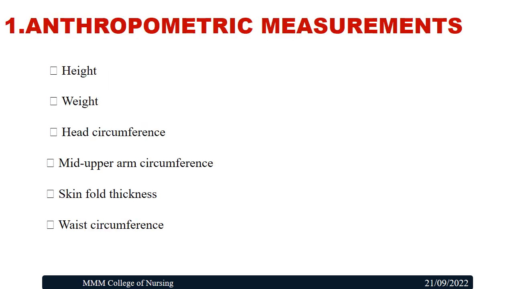First one, anthropometric measurement. According to anthropometric measurement, we are following height, weight, head circumference, mid upper arm circumference, skin fold thickness, waist circumference.